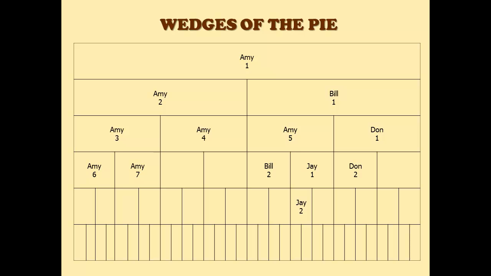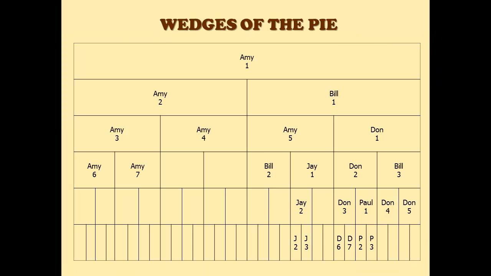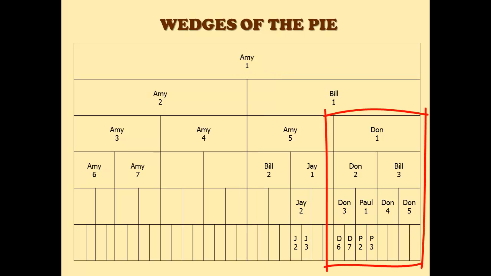Well, then Bill put in Jay. Jay got his 2 positions. Bill got more. Don got more. Don put in Paul. You see how those are filling out? Now, as you see, one side is filling out faster than the other because Amy's is all over. This whole matrix is Amy's wedge of the pie. But Bill and his downline will only fill in within his wedge of the pie. Don and his group will only fill in his wedge of the pie.